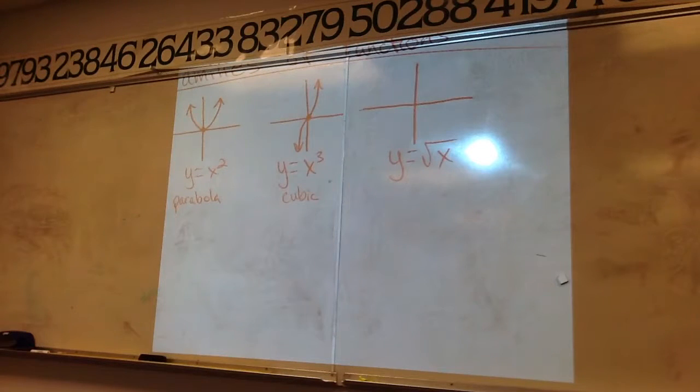Would you like to phone a friend? Another question? Just like that. 0, 0. How do you know 0, 0? Square root of 0 is 0.